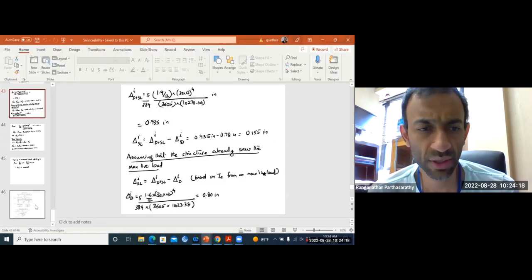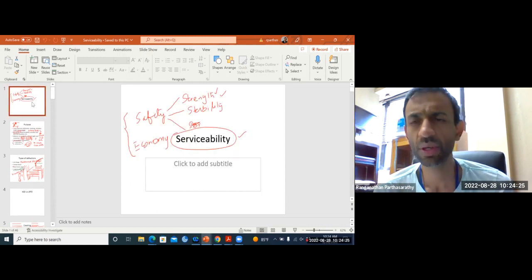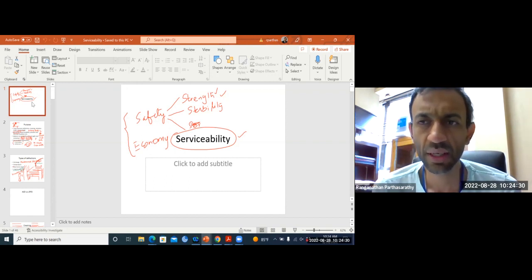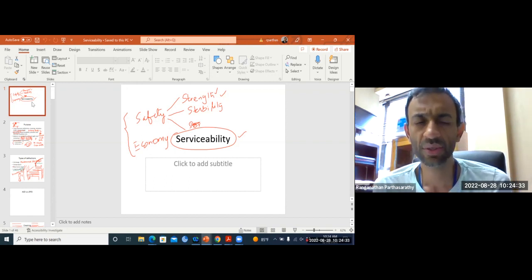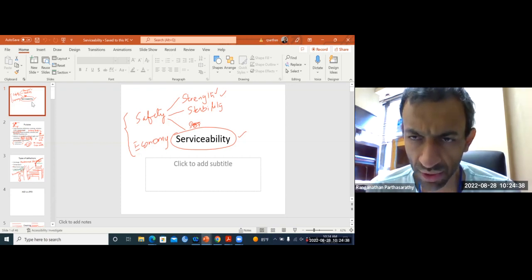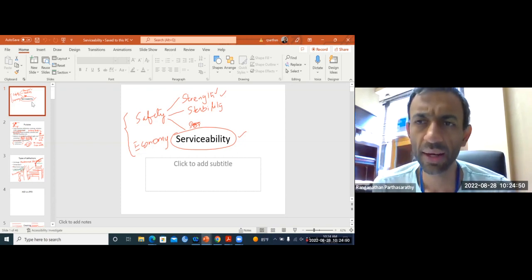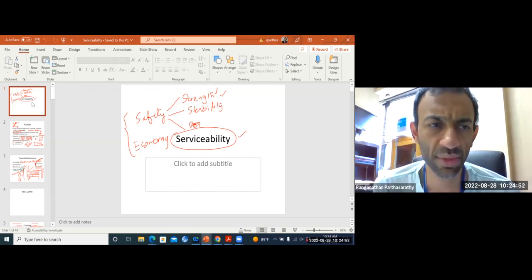We can get started with serviceability. For each topic, we will be doing a bit of overview so that whatever you may have covered in a regular undergraduate reinforced concrete design, you can recall. So we are starting with serviceability. As we know, the design of a structure must account for the 3 S's: strength, serviceability, and stability. And the next one is economy.